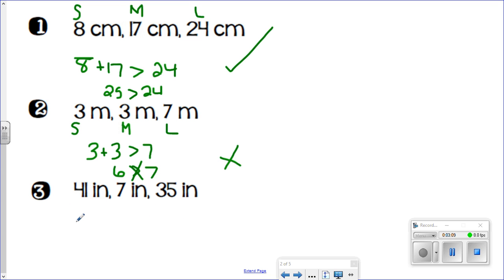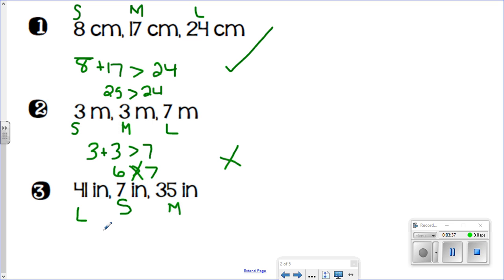Now if I look at example 3, what I want you to be careful of is that the numbers are not always given to you in small, medium, large order. So you've got to pay attention to that. Here, the 7 is actually the small, the 35 is the number in the middle, and the 41 is the large. So don't always assume that small, medium, large is in order.